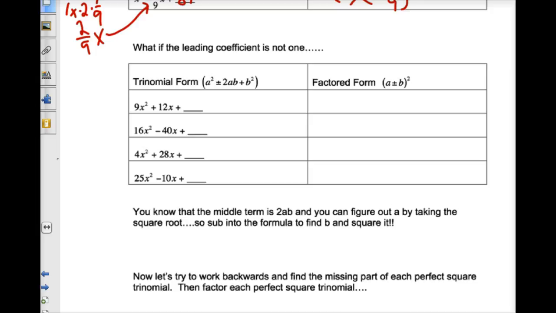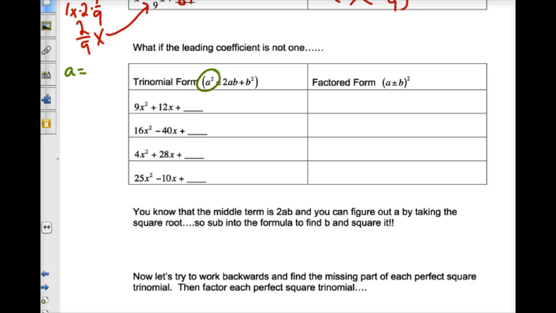Your next two: 9x squared plus 12x plus something to make it a perfect square trinomial. Okay? Someone raise their hand and tell us what a is in this problem. Not the a coefficient of the x squared, but a being the square root of a squared.